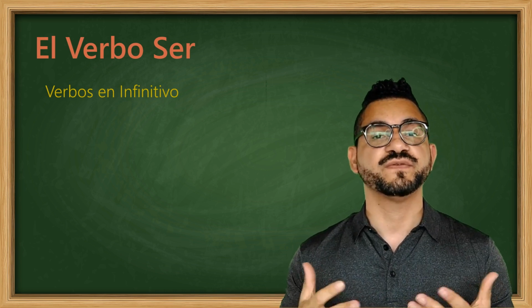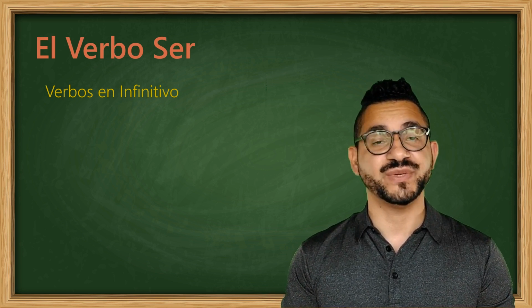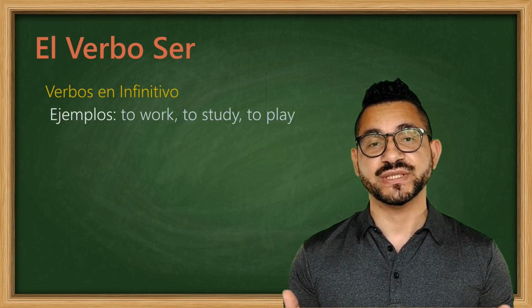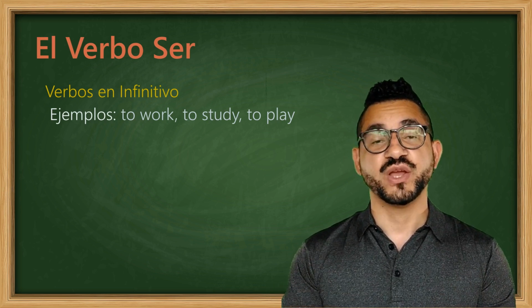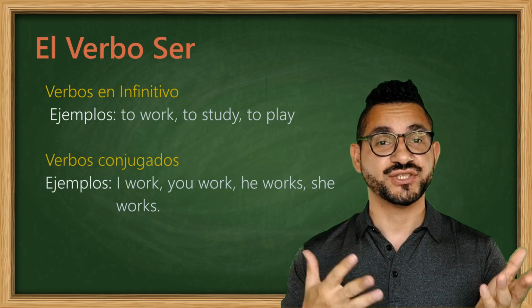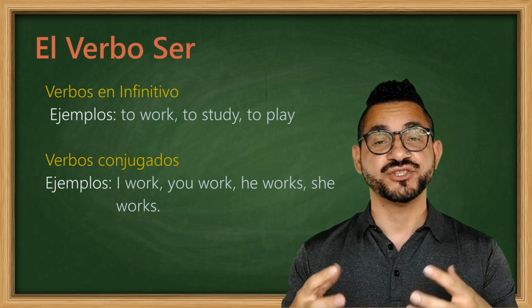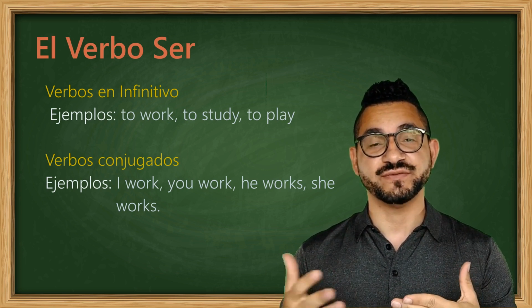When we say that a verb is in its infinitive form, we are saying that the verb is not being conjugated. For example, in English, to work, to study, to play. When we say I work, you work, he works, she works, we're actually conjugating the verb. So we say that the verb is in its conjugated form.